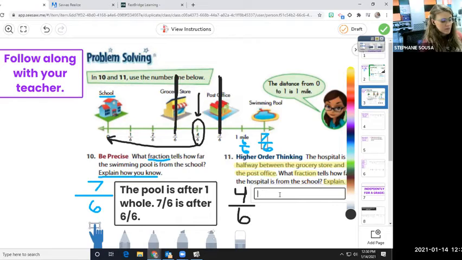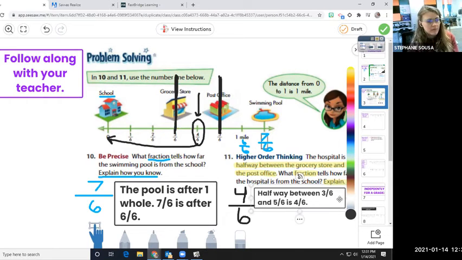Actually, I'm going to erase that. Halfway between 5/6 and, let's switch that, 3/6. Halfway between 3/6 and 5/6 is 4/6. And we know that because we know how to count by ones. If I say what's between 3 and 5, you can go 1, 2, 3, 4, 5 and figure that out. So halfway between 3/6 and 5/6 is 4/6.